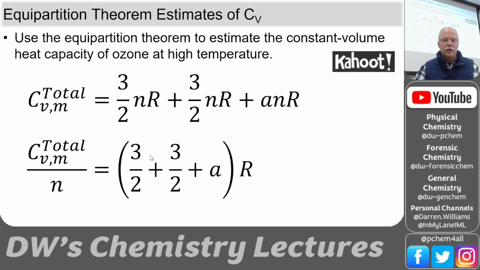Okay, so here it is, this total heat capacity, constant volume, in terms of per mole. Then this is per mole. It's 3/2 nR plus 3/2. So if we divide by per mole, if we bring the mole over here, then we have this 3/2 plus 3/2 plus A times R. And you need to have R memorized: 8.314 joules per mole Kelvin.